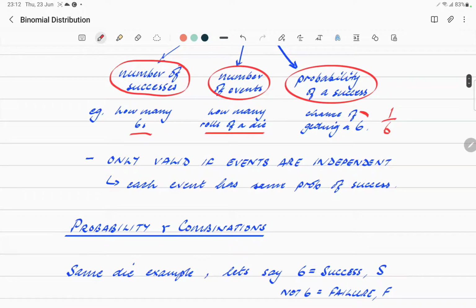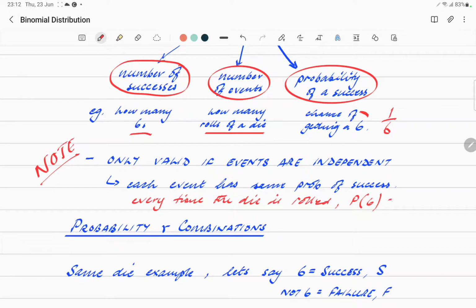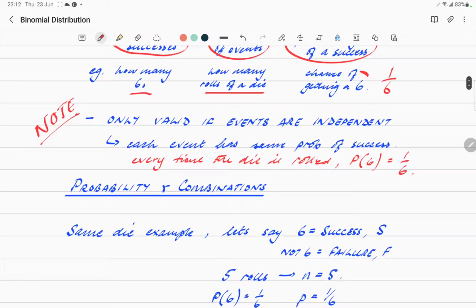Now, one very, very important point, and you must note this: it's only valid if events are independent. Each event has the same probability of success. So every time the die is rolled, the chance of a 6, or P of 6, is always 1/6. It doesn't change. In the same way, every time we toss a coin, the chance of getting heads, for example, is always a half. It doesn't change from one event to the other, hence they are independent.